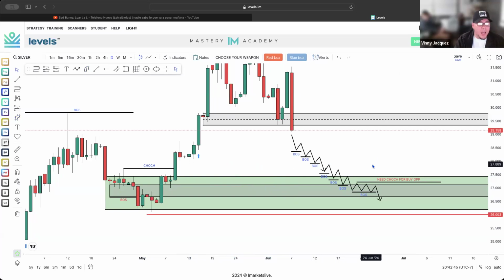I'm trying to catch the snipe. I'm trying to catch every time it goes lower, but it doesn't go my way. I keep going in negative. Well, when you wait for the change of character, guys, this gives us confirmation. So boom, we got the change of character. Let's update.